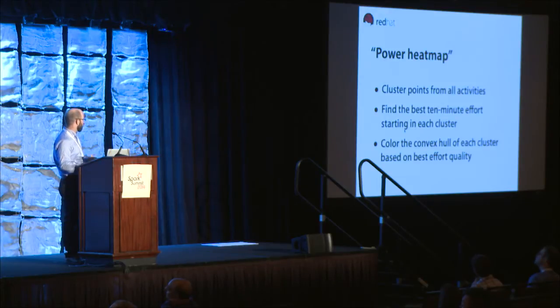I then analyzed overlapping windows of power samples at different durations that I cared about for workouts to figure out what my best efforts would be at these durations. And the example I'll be looking at in this picture, I was looking for my best 10-minute power. And then finally, in order to see where I was likely to get these best 10-minute efforts, I gave each cluster a value corresponding to how good the best 10-minute effort starting in that cluster was, and I normalized this across all the clusters.